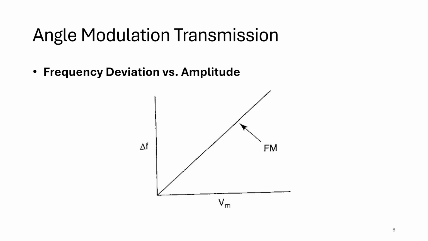So frequency deviation versus the amplitude. This is for FM. Of course, we can relate frequency deviation only to FM, and we can see that frequency deviation for FM and Vm is directly proportional. So what does that mean?